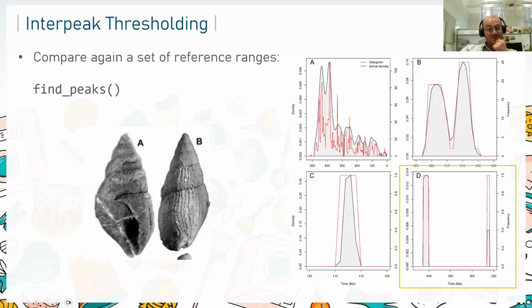On the other hand, if we now jump to this wonderfully charismatic gastropod, Nanokailina, this is the best photo I could find of it, I'm sorry. The two peaks in its occurrence distribution are separated by almost 150 million years. This is quite an extreme example, but it's where we might want to think that possibly these things are not the same taxon.